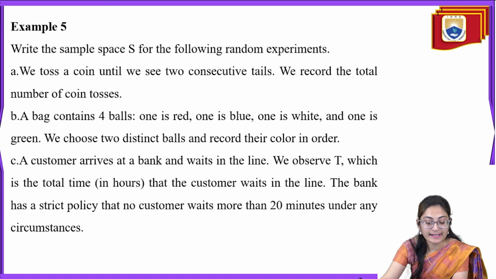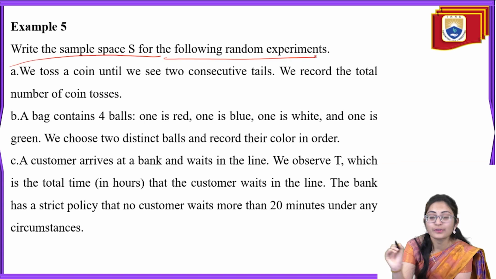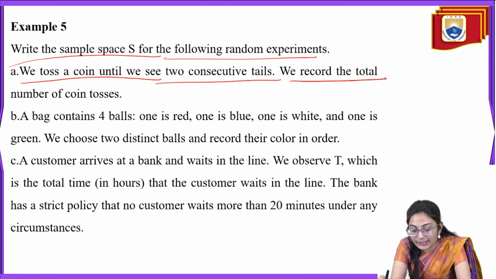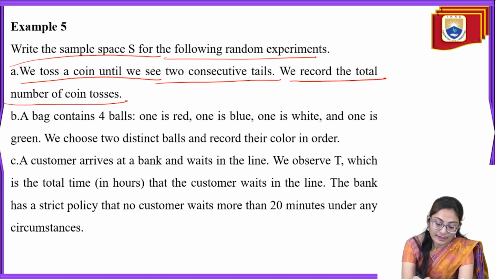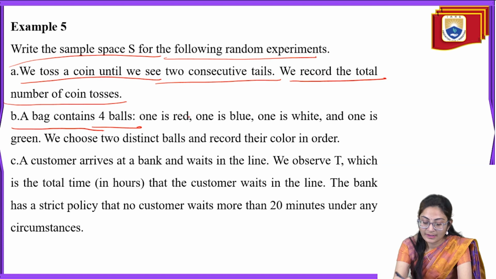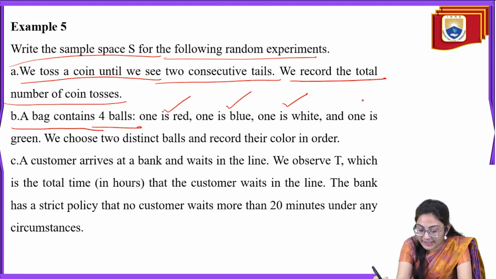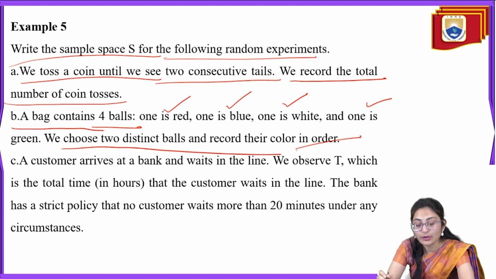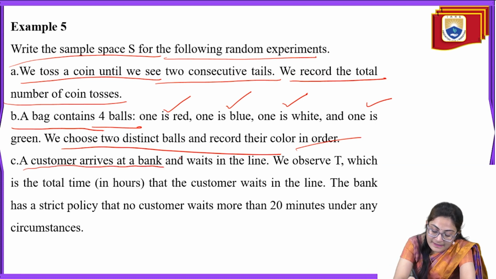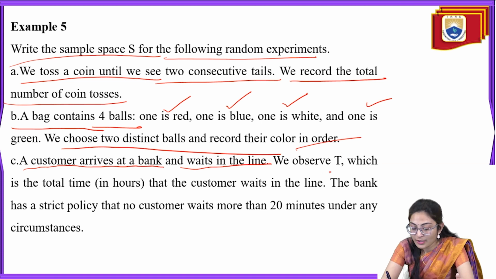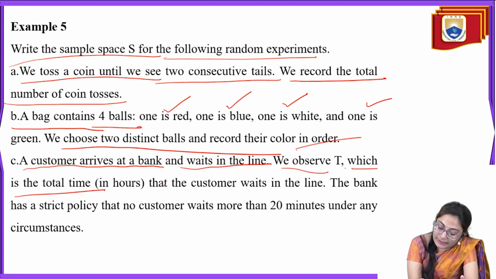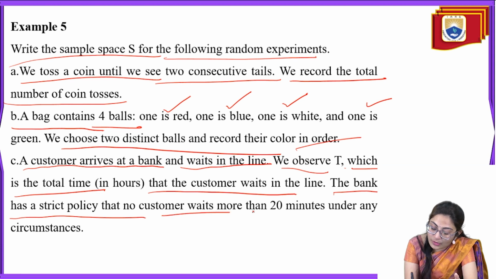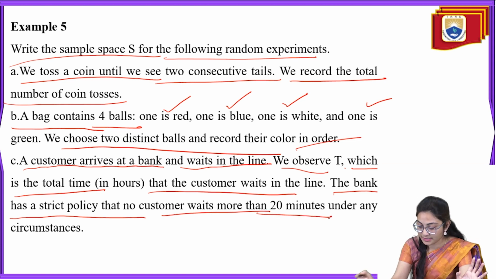Now the next example is: write a sample space S for the following experiments. We toss a coin until we see 2 consecutive tails. We record the total number of coin tosses. A bag contains 4 balls. One is red, one is blue, one is white and one is green. We choose 2 distinct balls and record their colors in order. A customer arrives at a bank and waits in the line. We observe T, which is the total time that the customer waits in the line. The bank has a strict policy that no customer waits more than 20 minutes under any circumstances.